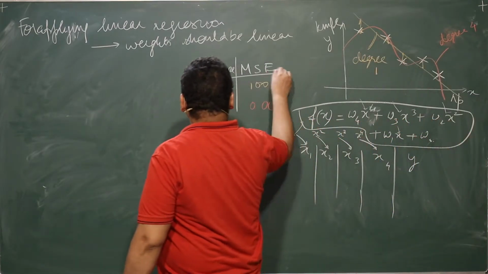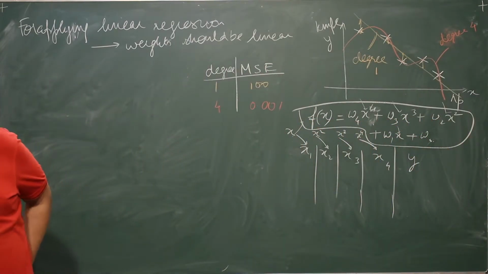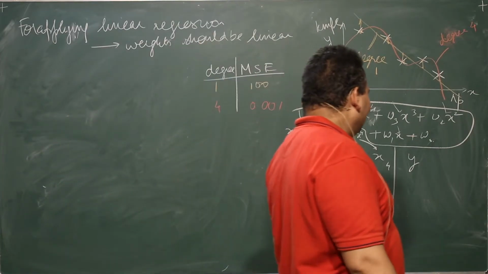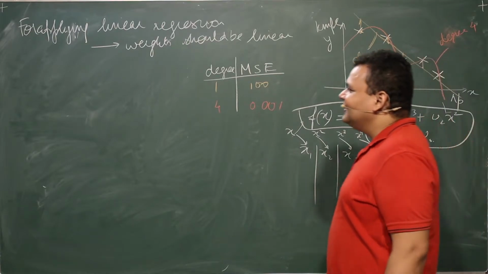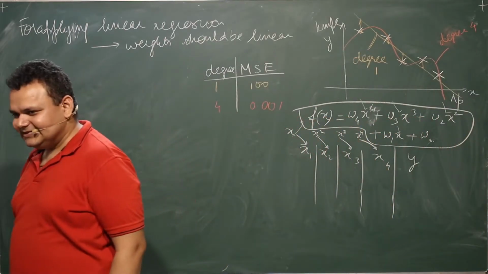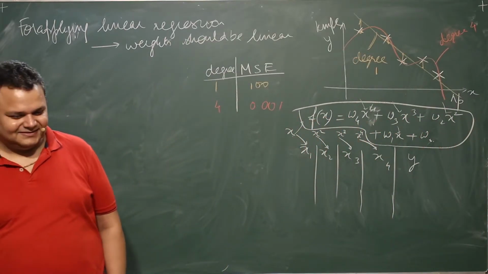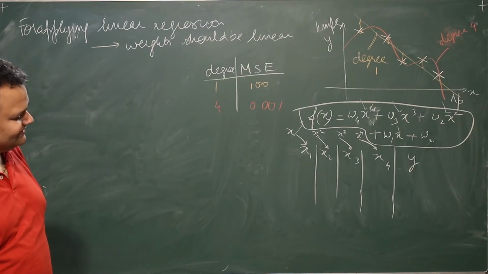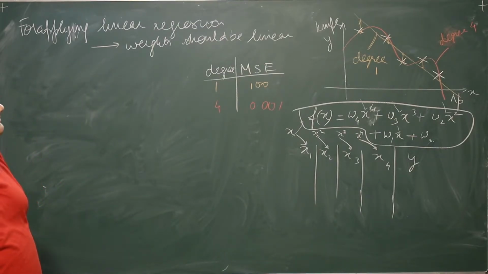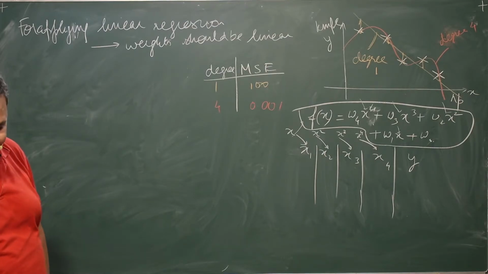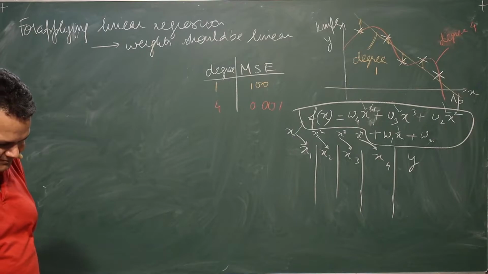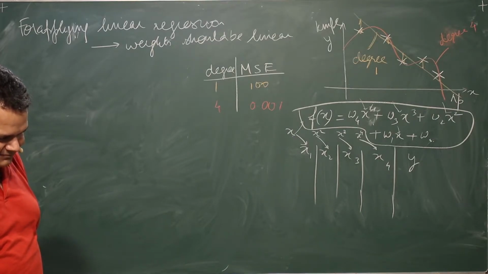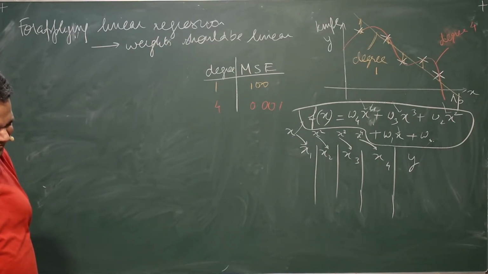Asha, which of these would we prefer? I think the first one, because with degree 4 we are fitting with very high accuracy, and I think in the general scenario it's not possible to measure with this accuracy.